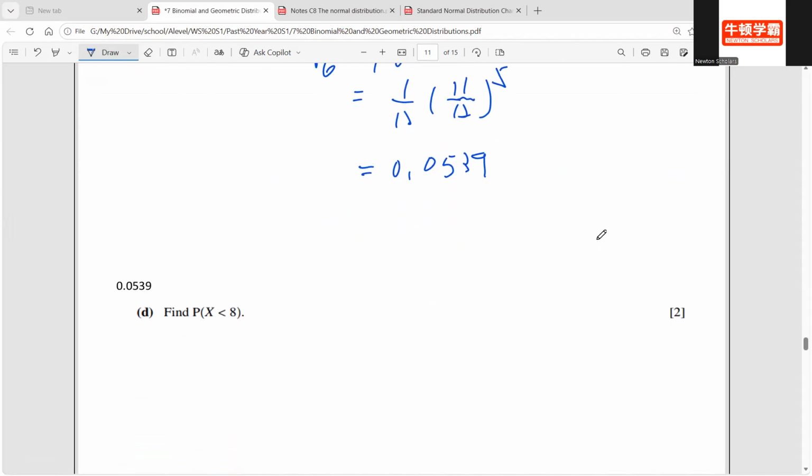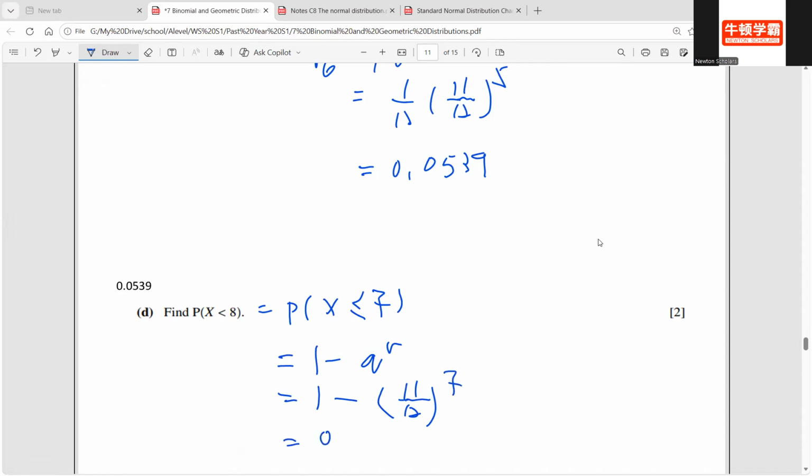Okay, next one. This one is straightforward. P(X) less than 8, meaning 0, 1, 2, 3, 4, 5, 6, 7. Stop. So I can say this one is the same as the probability X less than or equal to 7. So 1 minus Q^R, this is the formula. Your Q is 11/12, your R is 7. So you press the calculator and you will get 0.456.